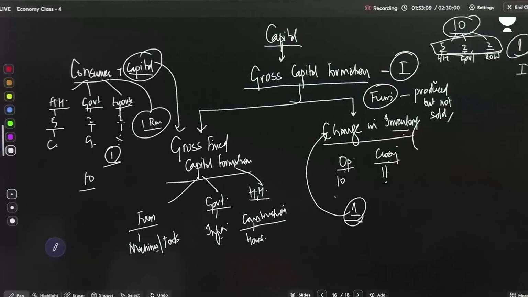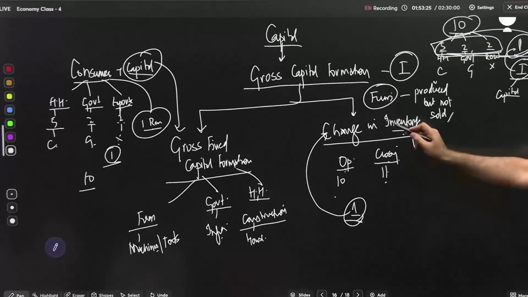In component I, C was this, G was this, X was this. In component I, I am counting total capital goods. Then I am counting the goods which are produced but not sold. So did I count all the 10? Have I included all the 10? 1 has been included in inventory.